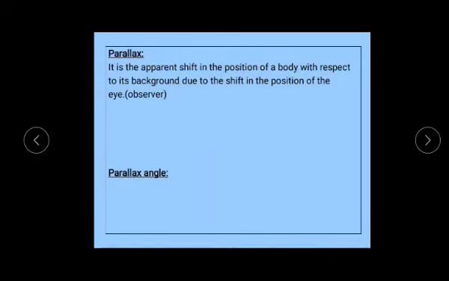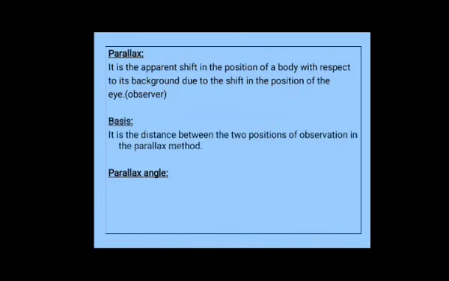Now the distance between, say, your left eye and right eye, it is called basis. So what is basis? It is the distance between two positions of observation in the parallax method. And if you make an angle there, that is called parallax angle. The angle subtended by the basis at the object is called parallax angle.